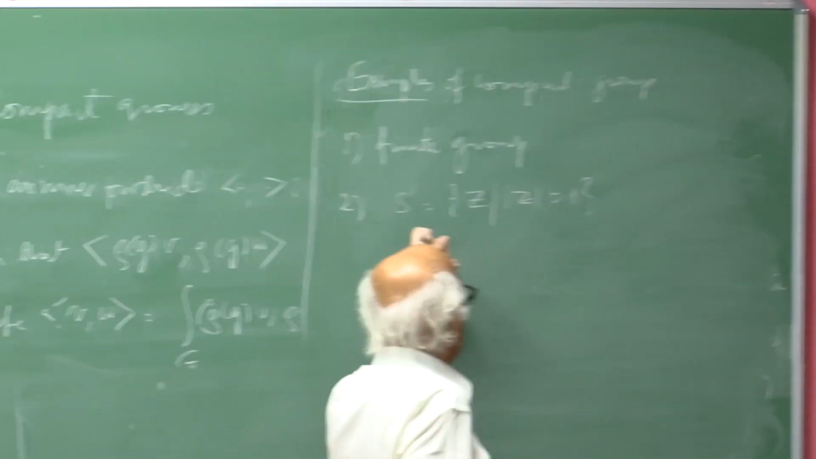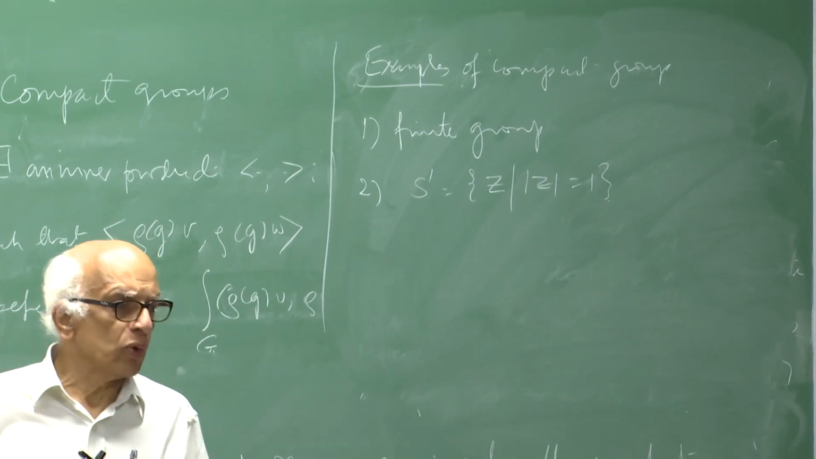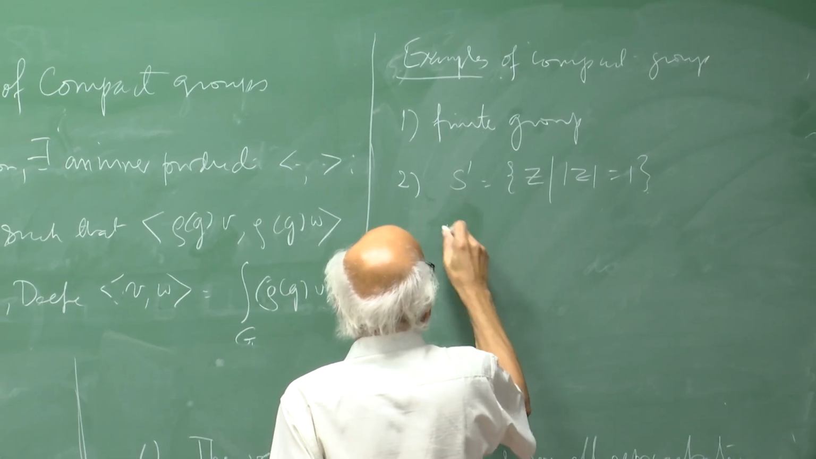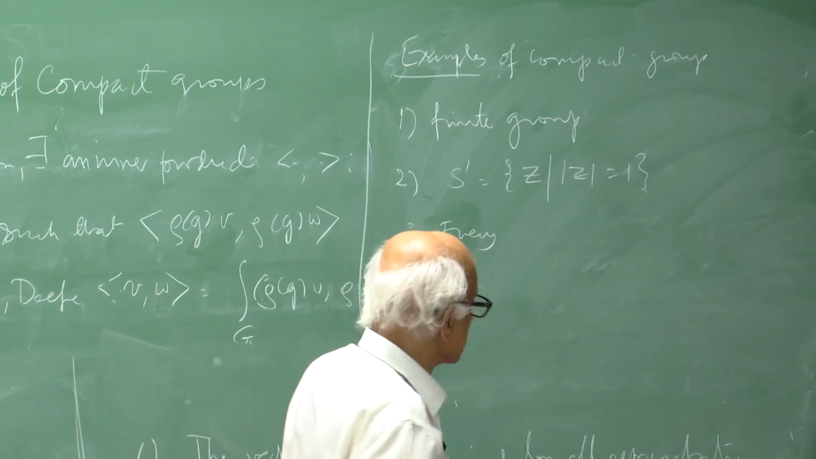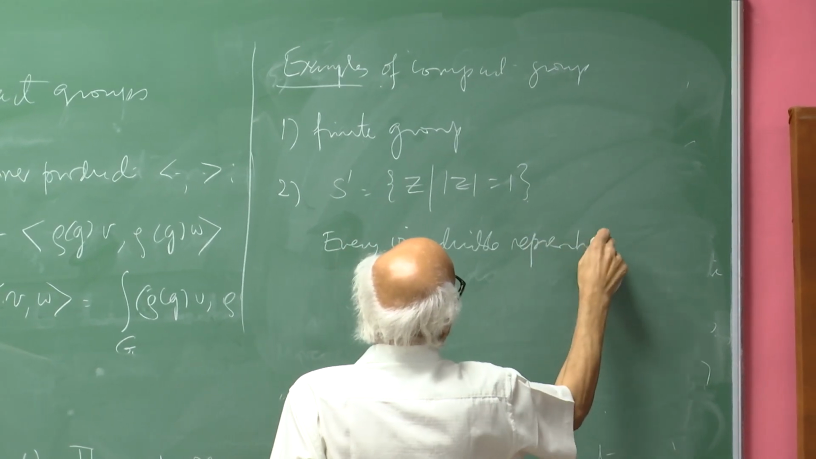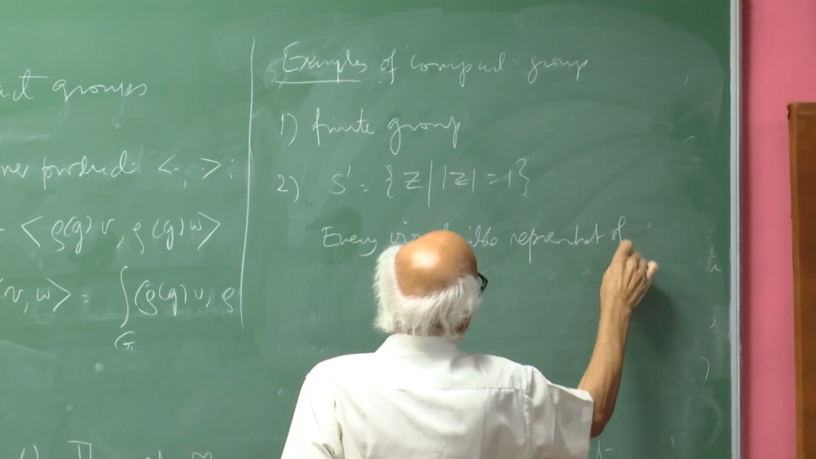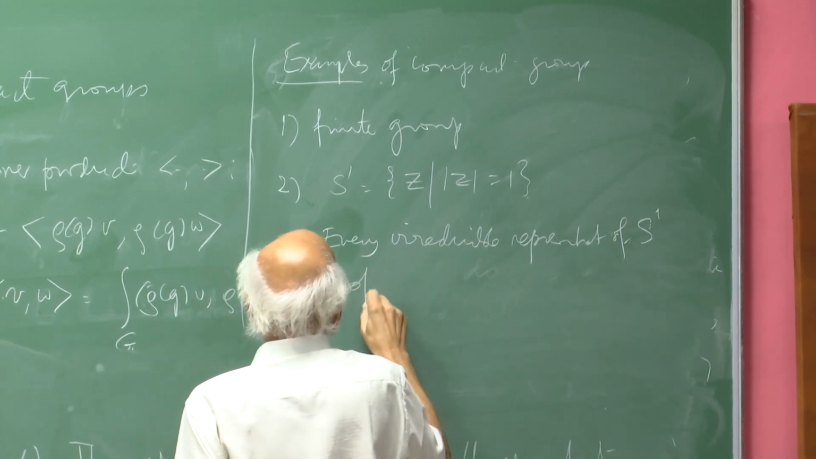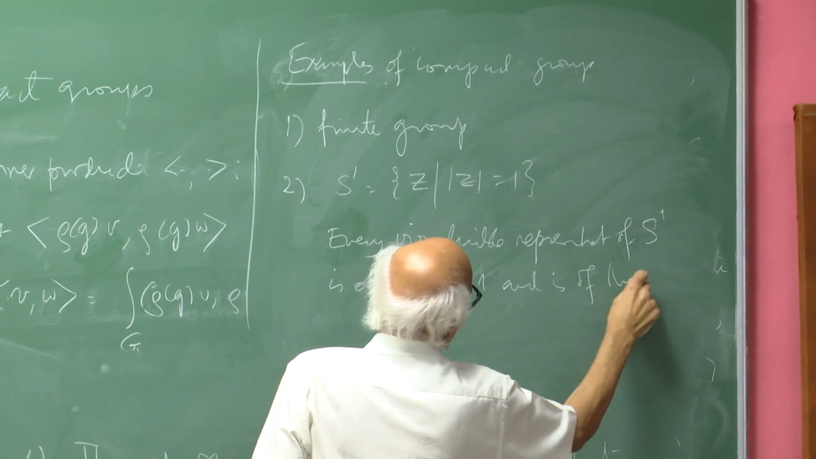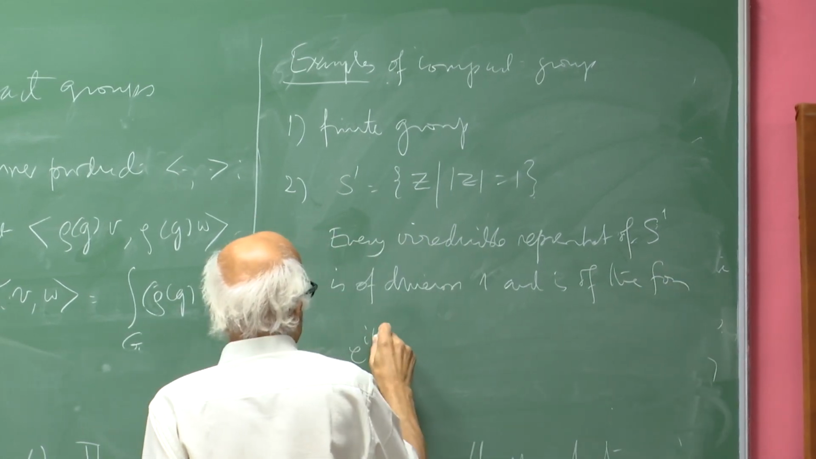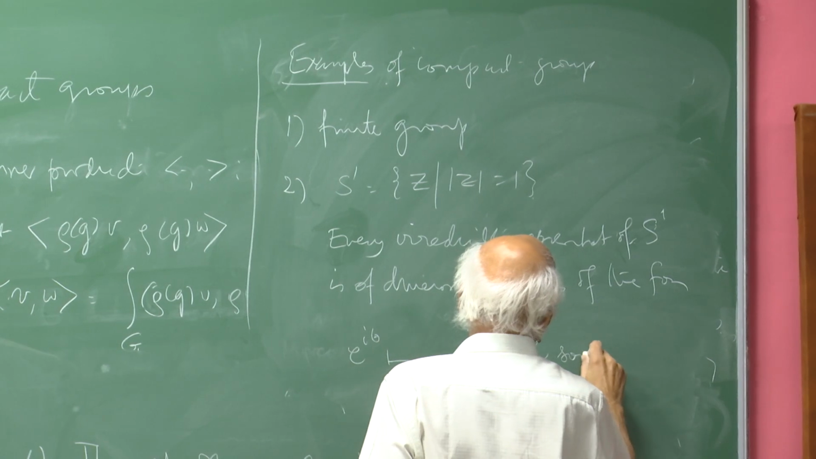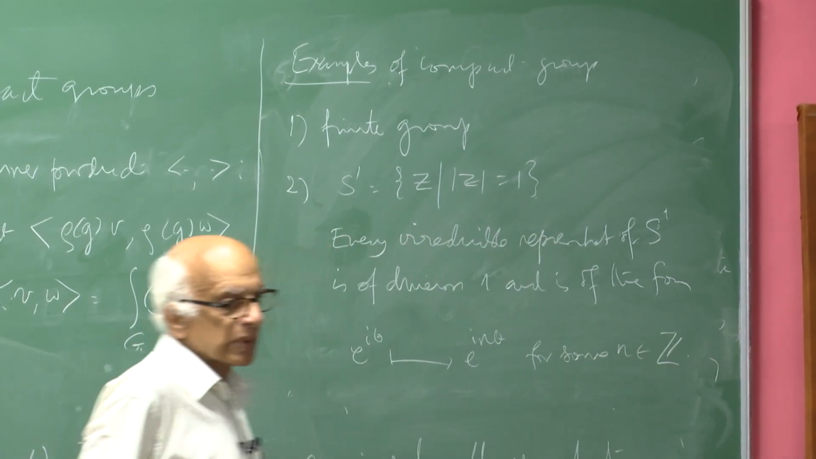And what are the irreducible representations of the circle group? It's an easy exercise to show that every irreducible representation of S1 is of dimension 1 and is of the form e^{i theta} going to e^{i n theta} for some integer n.